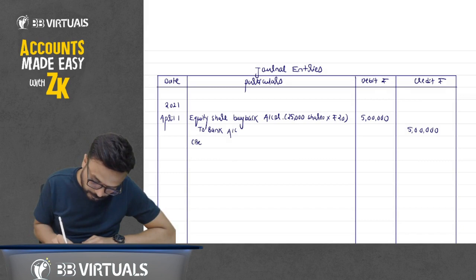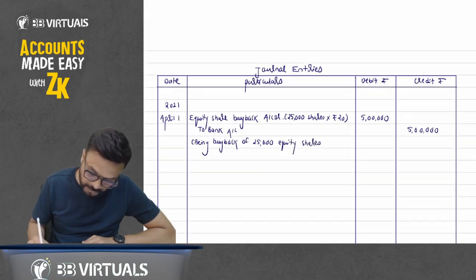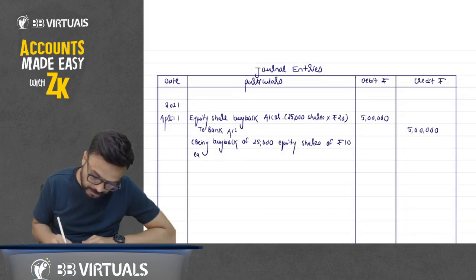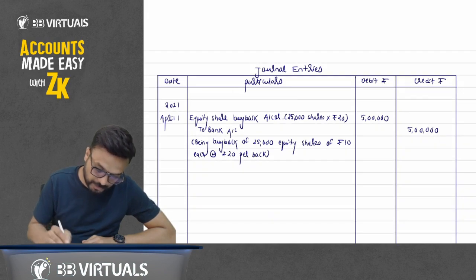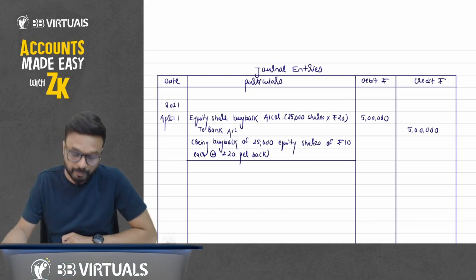Being buyback of 25,000 equity shares of rupees 10 each at the rate of rupees 20 per share. We are doing buyback at rupees 20 per share. So equity share buyback account debit to bank account.